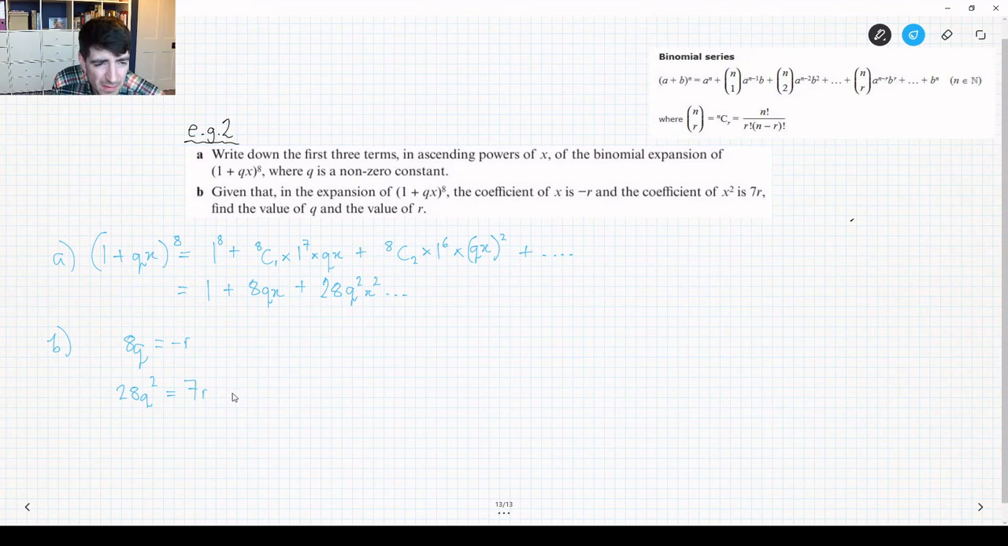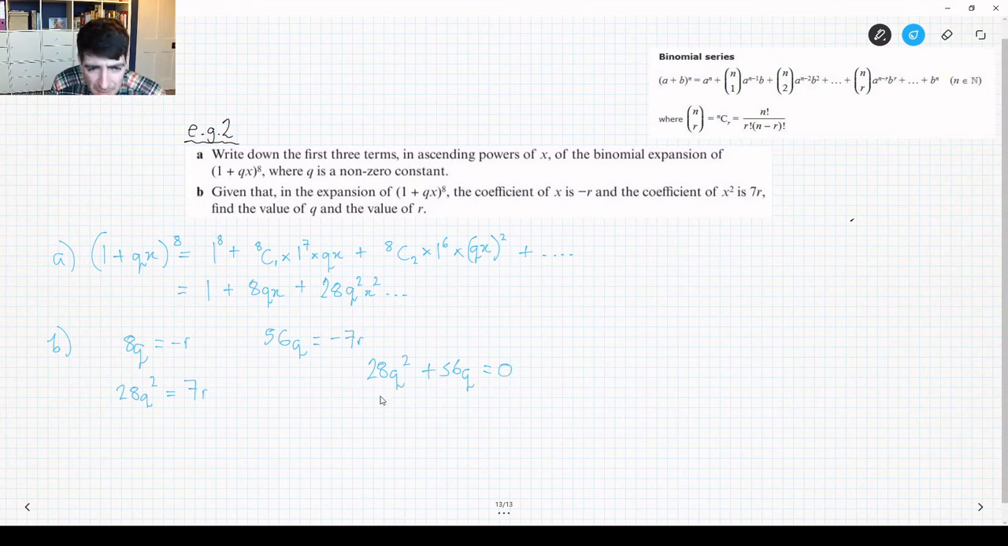So we need to then find the values of q and r from this. So we can just solve these simultaneously. So what might we do? We may times the top equation by 7 on both sides. So it becomes 56q equals minus 7r. Now we can add the two equations together and we see that we get 28q squared plus 56q equals 7r add minus 7r, so equals 0.